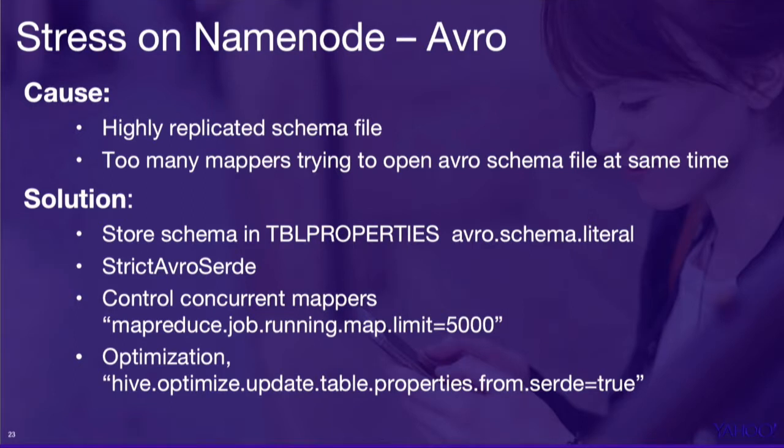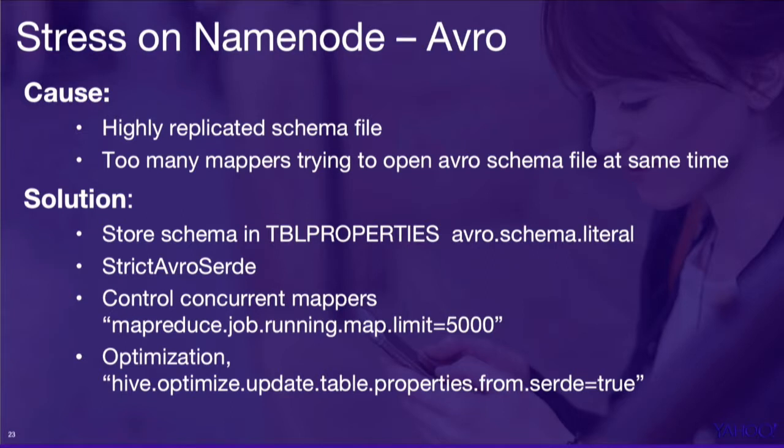So the first solution was to store the Avro schema in table properties using the Avro schema literal property. The problem here was that the metastore itself was backed by Oracle, and storing these properties in the Oracle varchar column had a limit of 4,000 characters, and our Avro schema wouldn't fit into that.